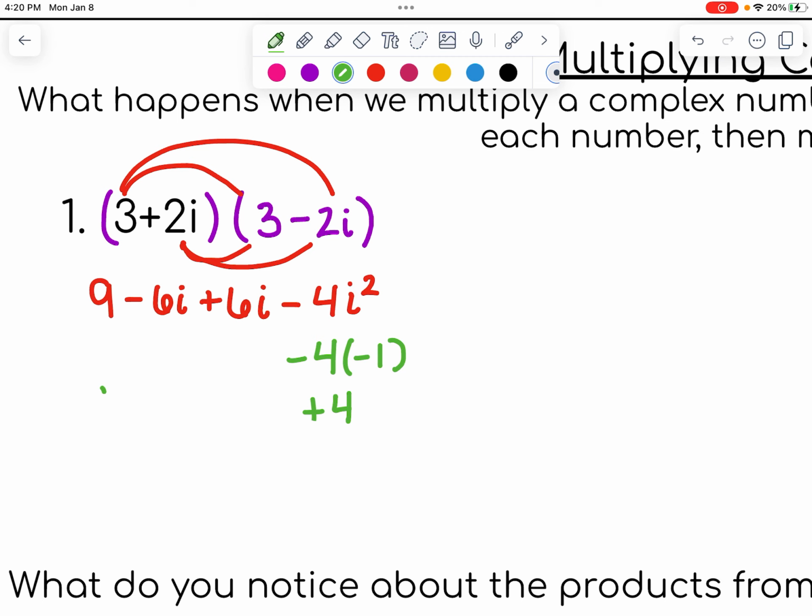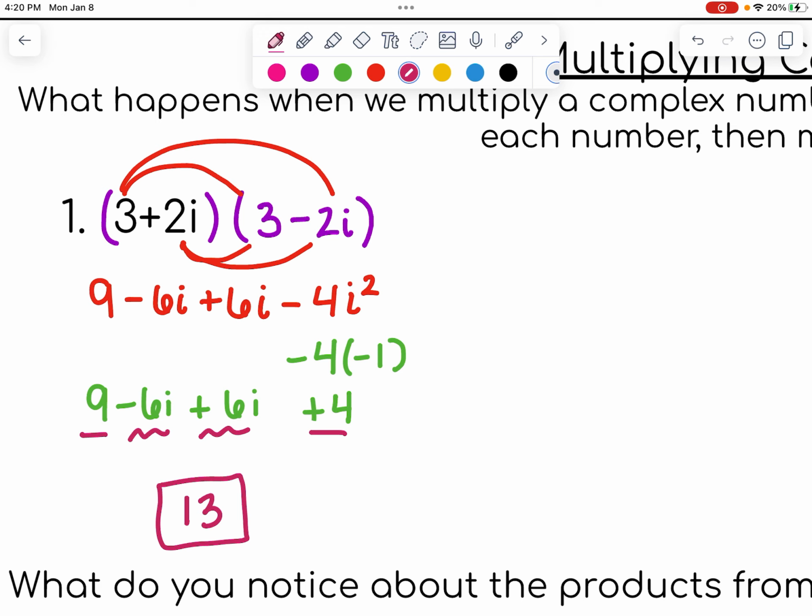And I can bring down the rest, 9 minus 6i plus 6i. And now I'm ready to combine like terms. So for the real numbers, I've got 9 plus 4, which is 13. And then the imaginary numbers, negative 6i plus 6i, ooh, that actually equals 0. So our final answer is 13.